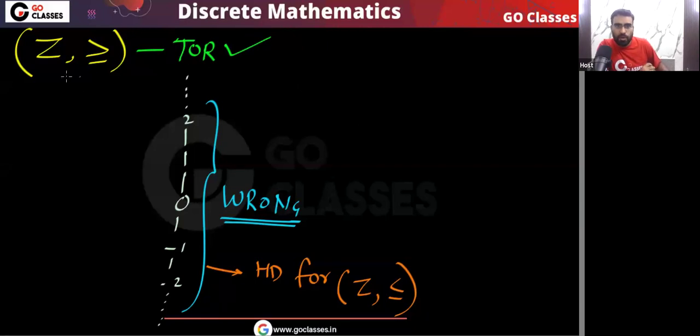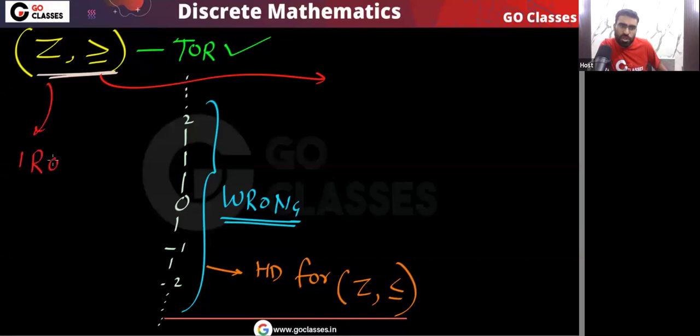So remember, let's create the hash diagram for this structure. You can see 1 is actually related to 0 because 1 is greater than equal to 0. Yes or no? 1 is related to 0 because 1 is greater than equal to 0. Yes or no? 0 is related to minus 1 because 0 is greater than equal to minus 1.